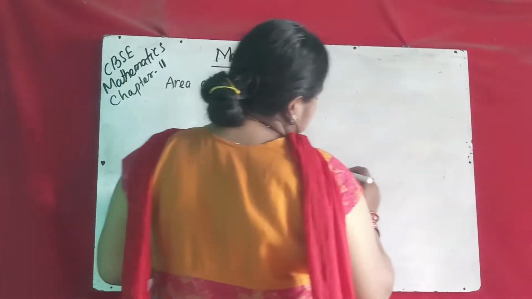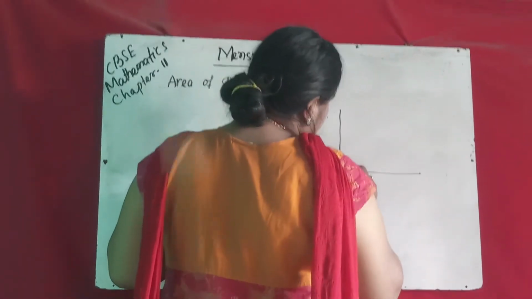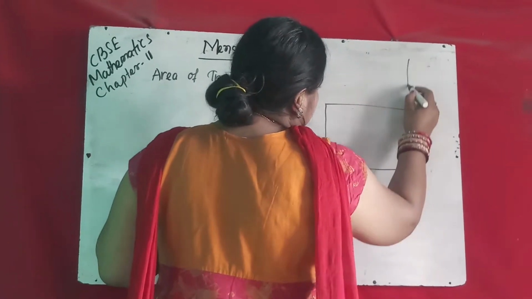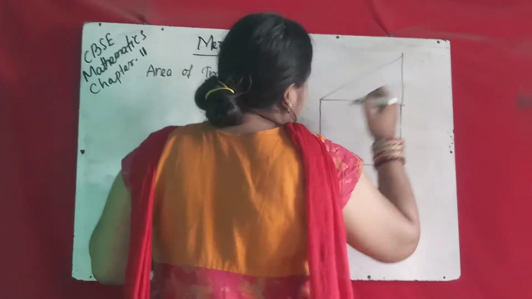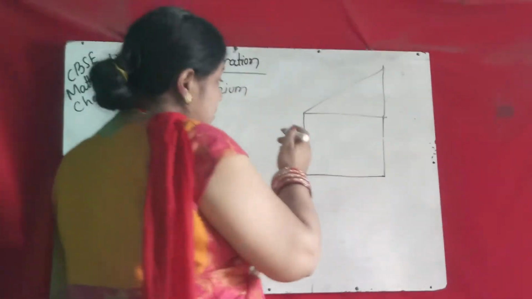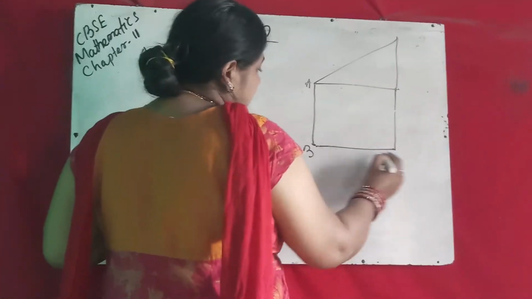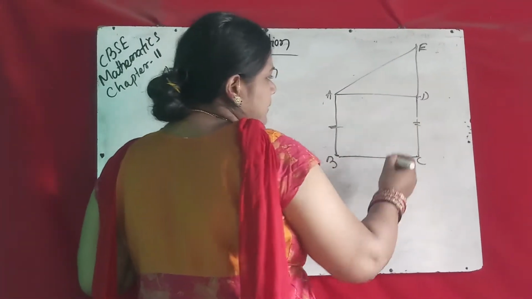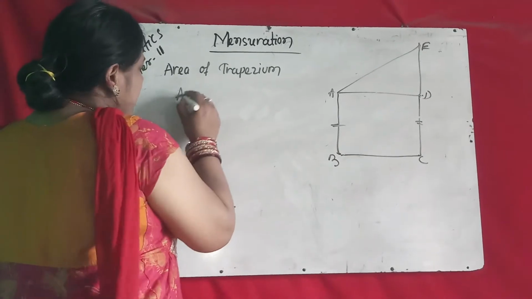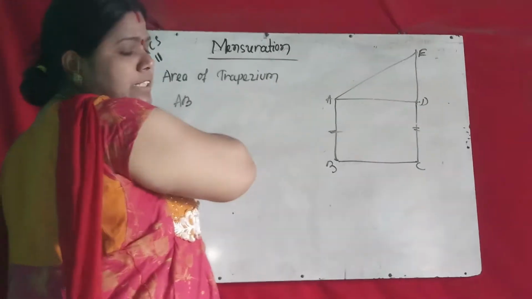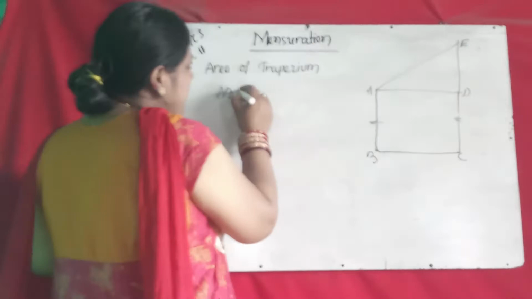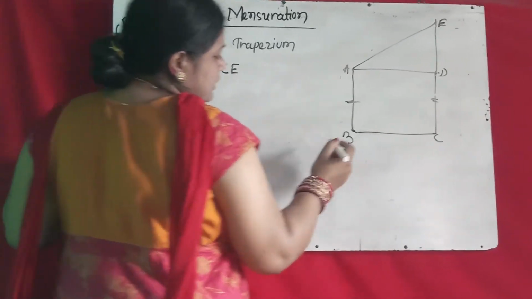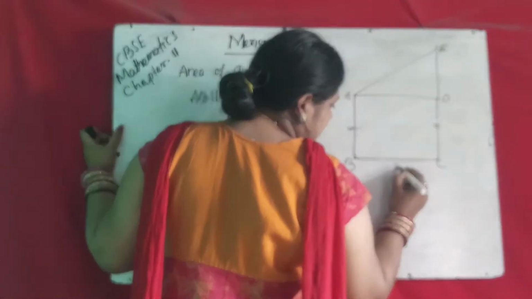Suppose this is a trapezium here, whose one pair of opposite sides is parallel to each other. We will name it A, B, C, D, E, where AB is parallel to CD. Suppose BC is your H.